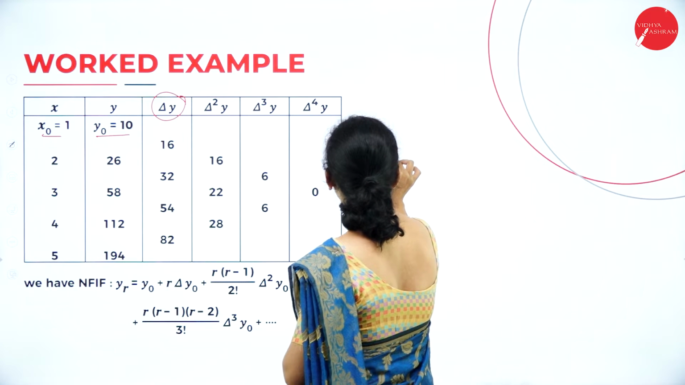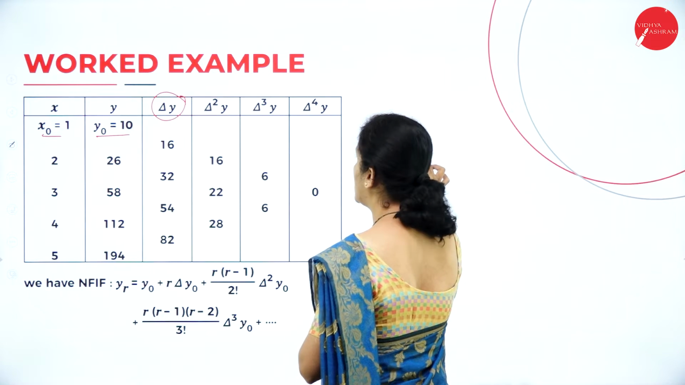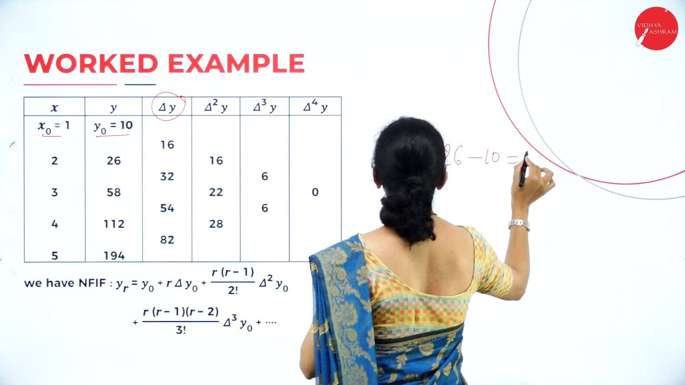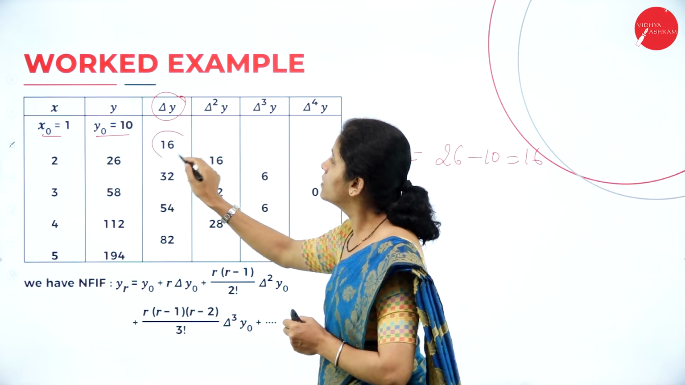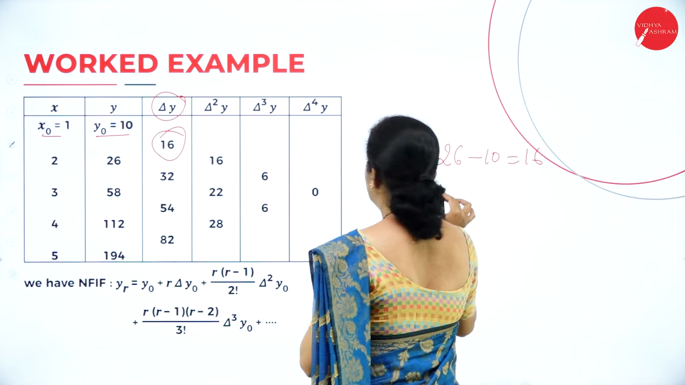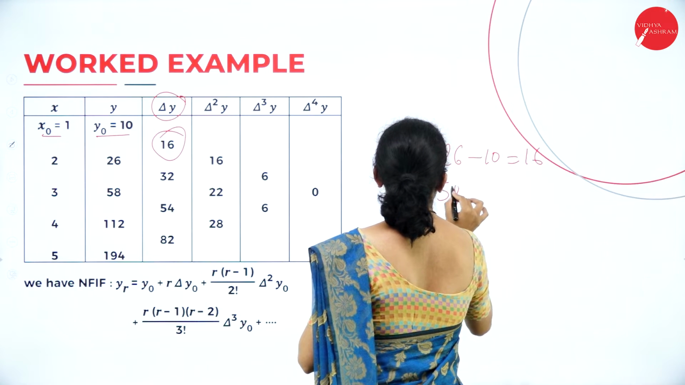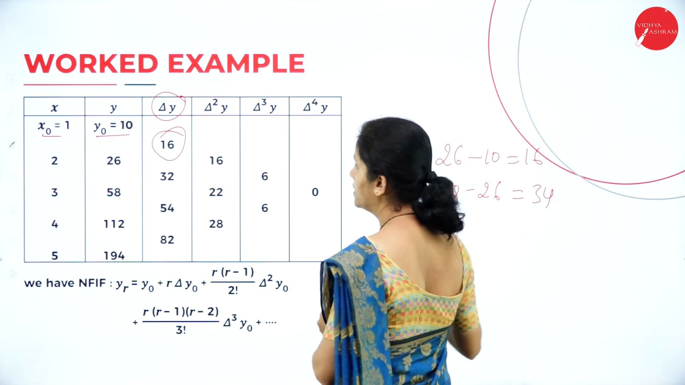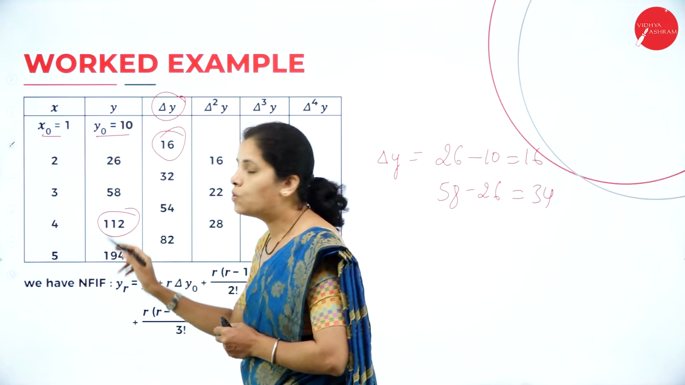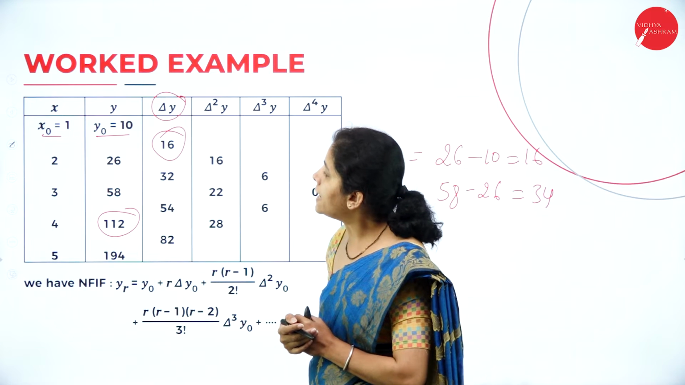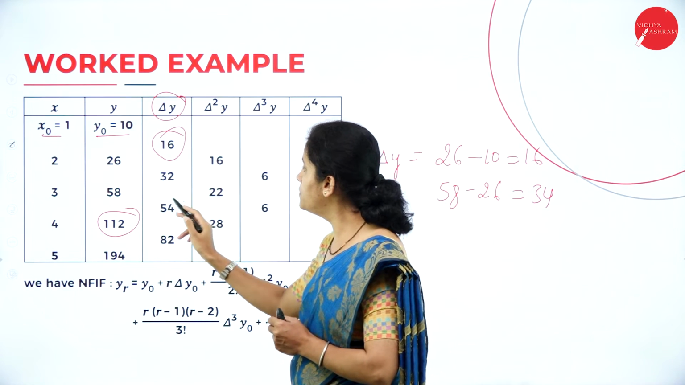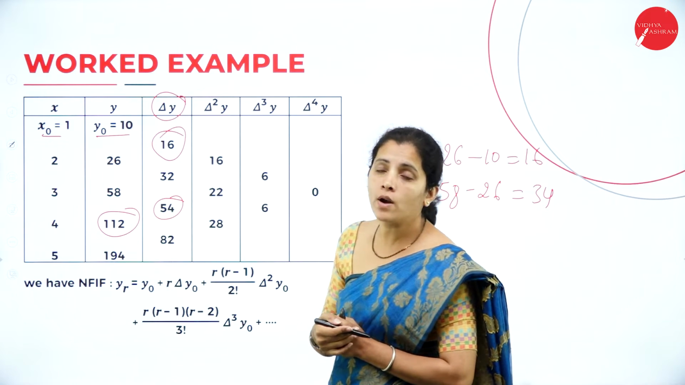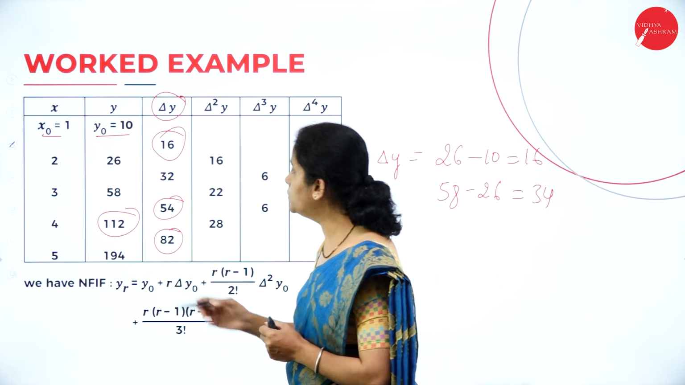So here delta y is nothing but 26 minus 10, it is 16. Okay, fine. Now 58 minus 26, it is 34. Now 112 minus 58, it is 54, and 194 minus 112, it is 82.